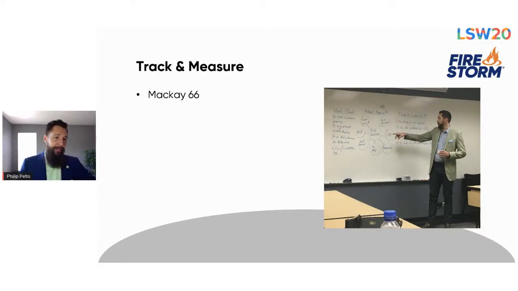This first thing here is actually something I borrowed from Harvey McKay, and he wrote the McKay 66. It's in one of his books, How to Swim with the Sharks Without Being Eaten Alive. The McKay 66 is basically a document that has 66 things that he thought you should know about a client or a partner that you're doing business with. And it's really granular stuff.